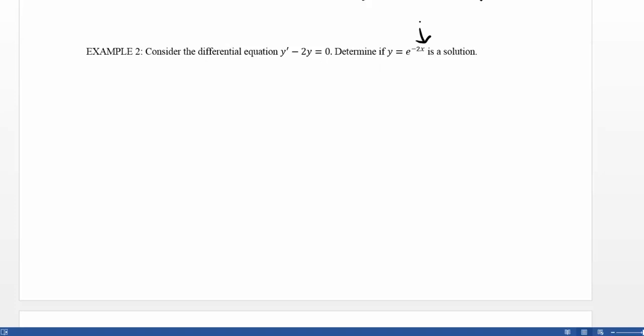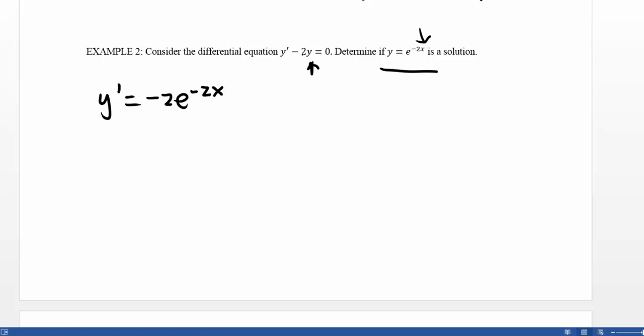So I have my y, which I need as part of my check here, but I also need a y prime. So the first thing I need to do is compute the derivative of my possible solution. So again, if I take the derivative of an e term, then the constant will come out front. So here I'm going to get negative 2e to the negative 2x. So again, I have to plug in all the pieces and see if the equality is true or not.